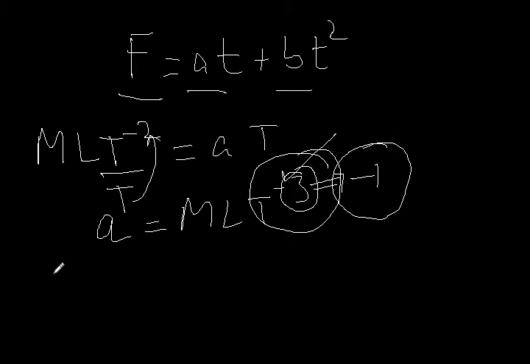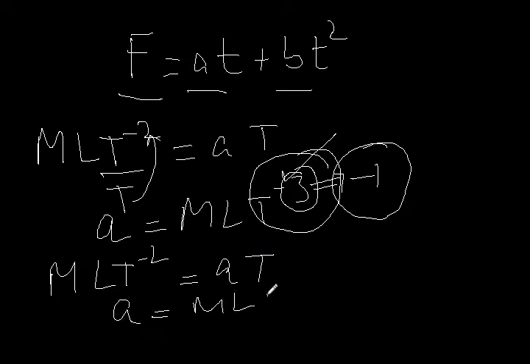I will repeat it. You see, it is MLT^-2. This is a very common mistake that people do. They write it straight away, MLT^-1. Now, actually what it should be is MLT^-2 by t.